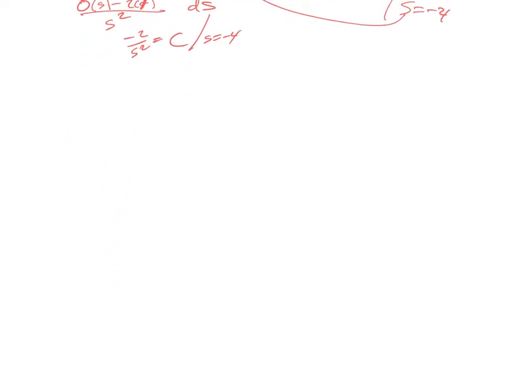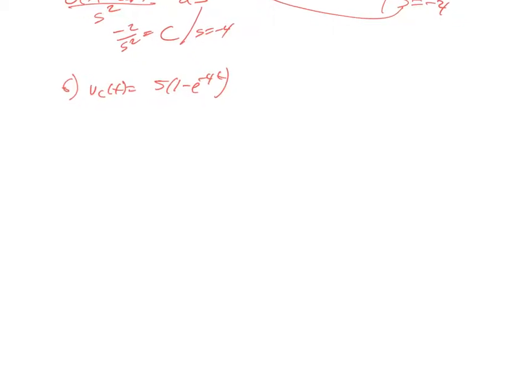Number 6. So VC of t equals 5 times 1 minus e to the minus 4t. How long does it take to reach 3.16 volts? Set it equal to 3.16. Solve for t. Questions on that? Fair, not fair? Okay.